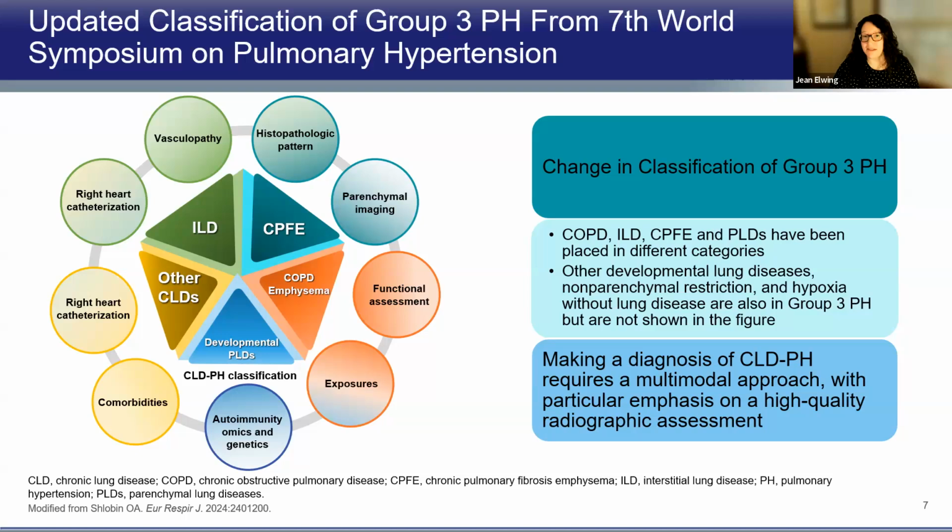And also tells us that this is not going to be diagnosed by an elevated PA pressure on a heart cath and an abnormal pulmonary function test. We really need to dig deep, use our multimodal approaches, and figure out what process is occurring in the patient's lungs.